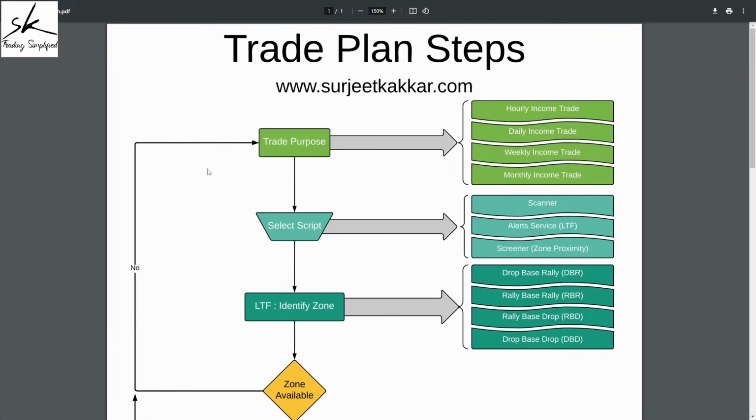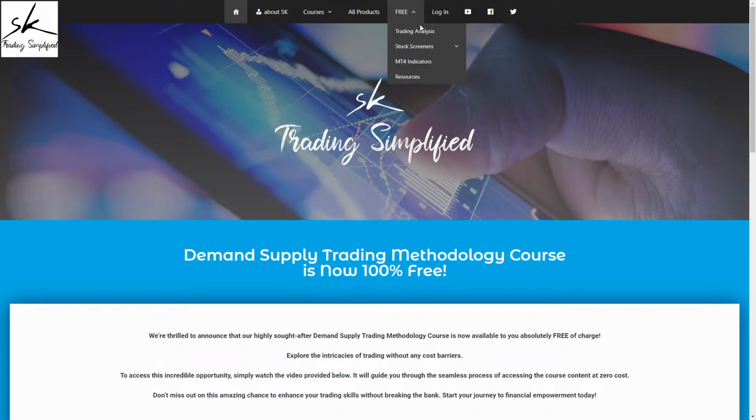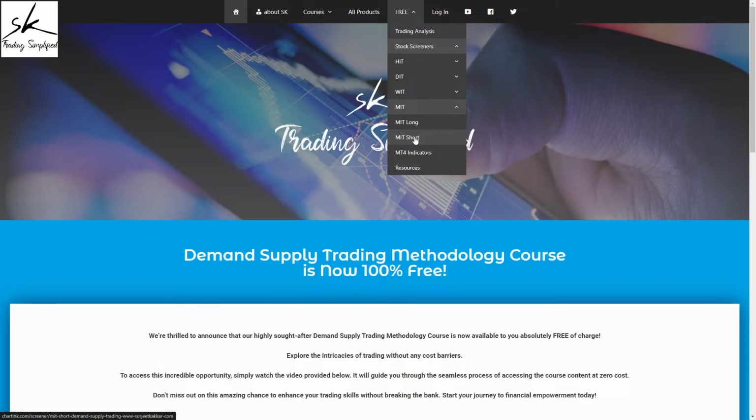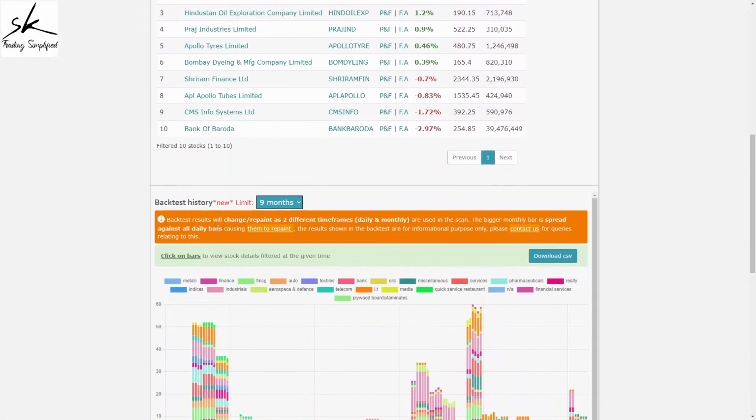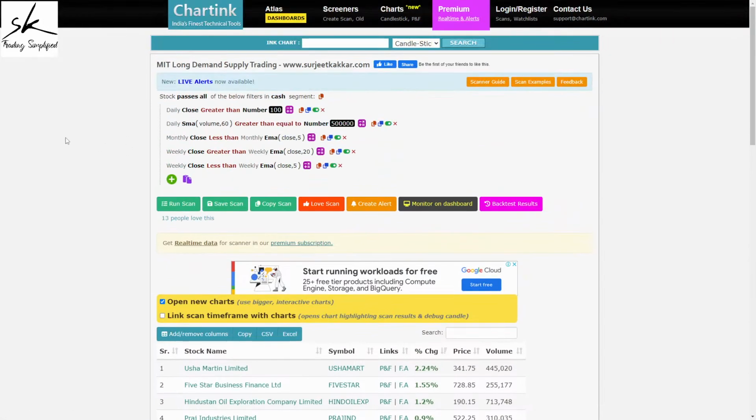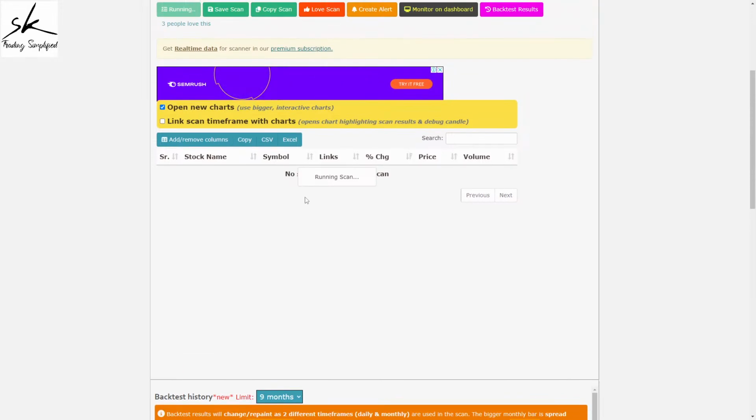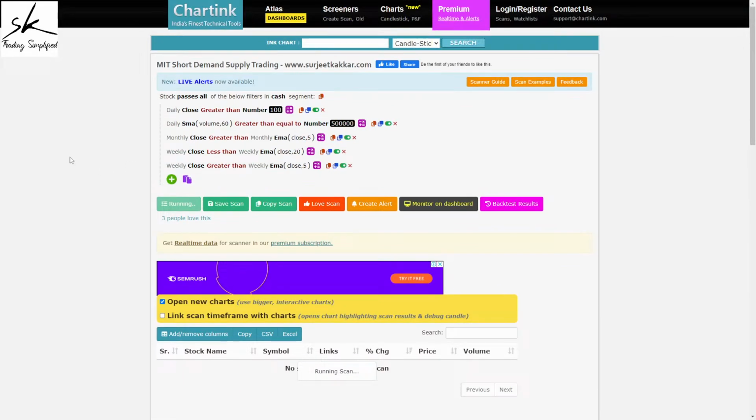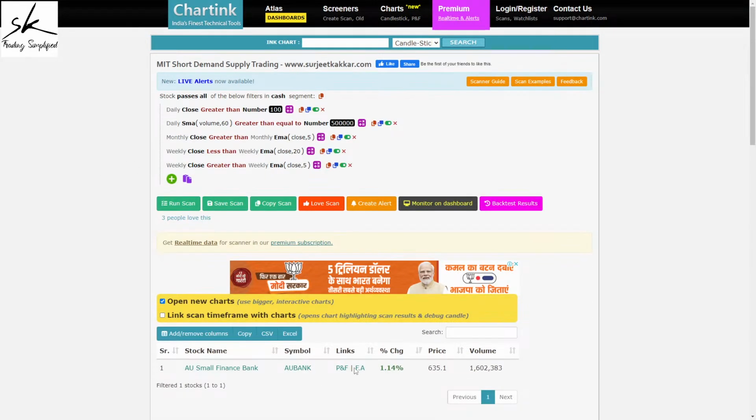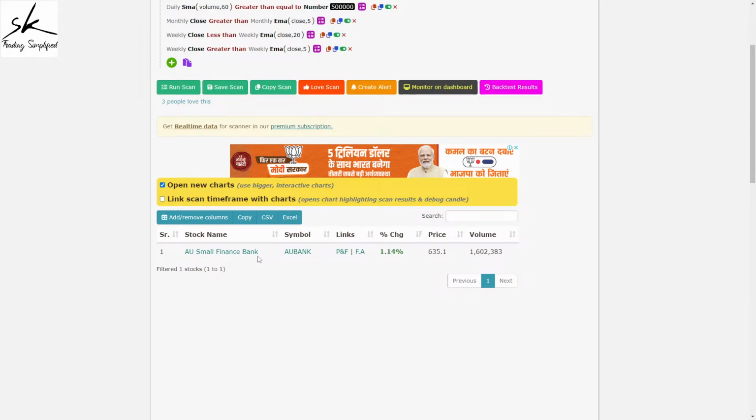So like I said, once you go to our website, under the free tab, you have the option stock screener. Because I want to plan MIT trades, I can click on the long scan and the short scan. Here you can see the long scan is shortlisting around 10 symbols for me, and the short scan is shortlisting one. It still says running. If something like this happens, just refresh it and it will generate the results. You can see this one is shortlisting one.